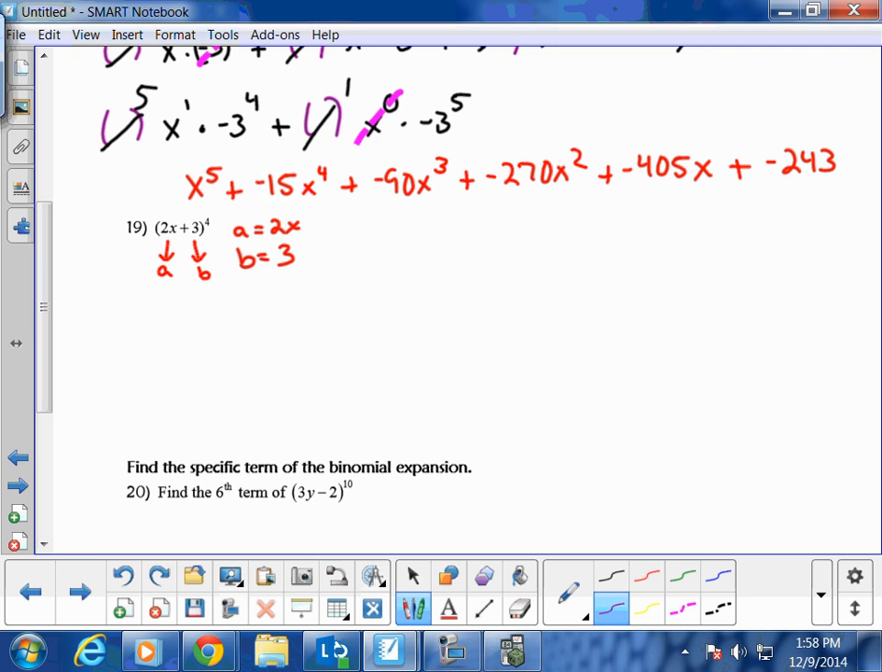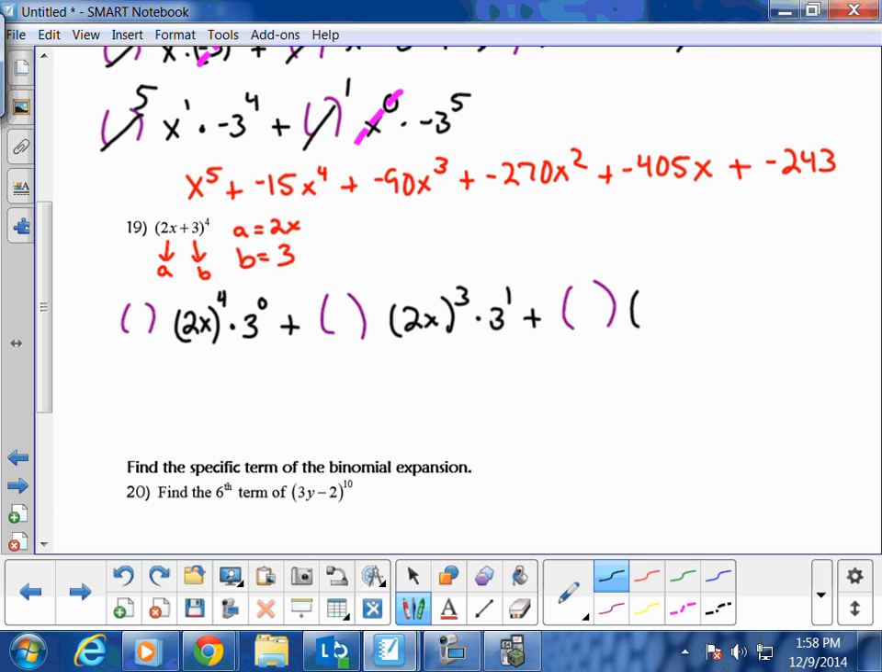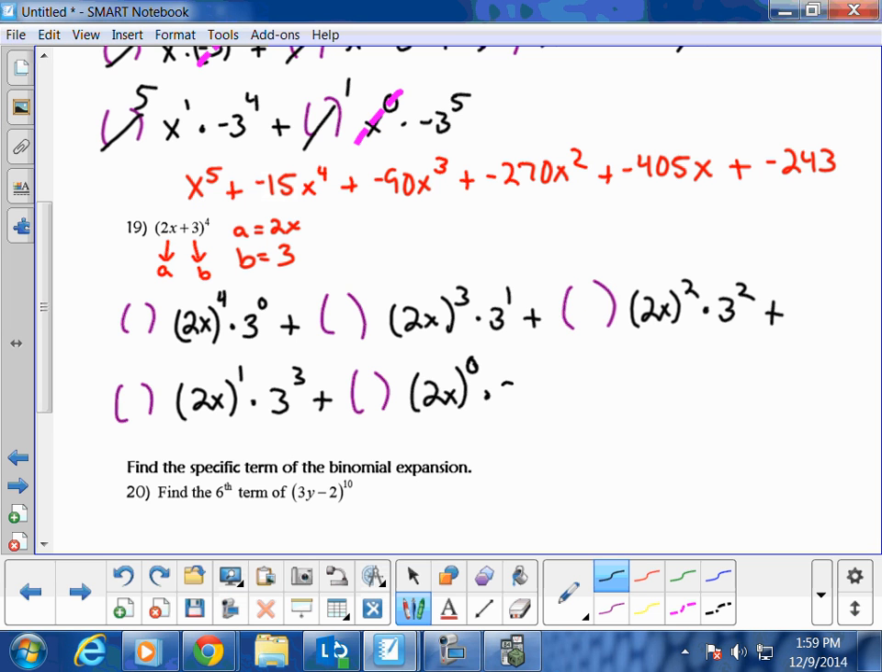Now again, I'm going to start by doing my parentheses and start by doing 2x, and this is in parentheses 4 times 3 to the 0 power, plus parentheses again, 2x cubed times 3 to the 1st power, plus parentheses again, 2x squared times 3 squared, plus parentheses again, and I'll get 2x to the 1st times 3 cubed, plus parentheses again, times 2x to the 0 power times 3 to the 4th. Again, this will cancel out to 1, and so will this.